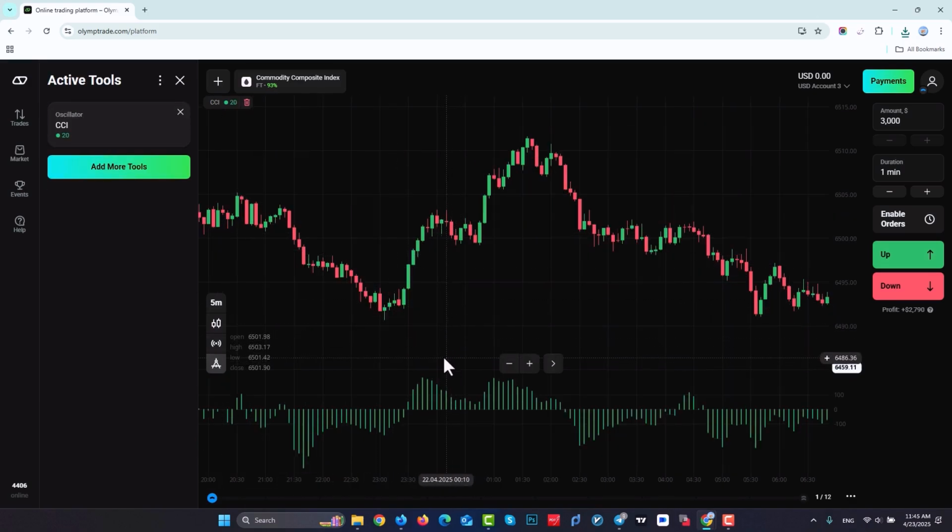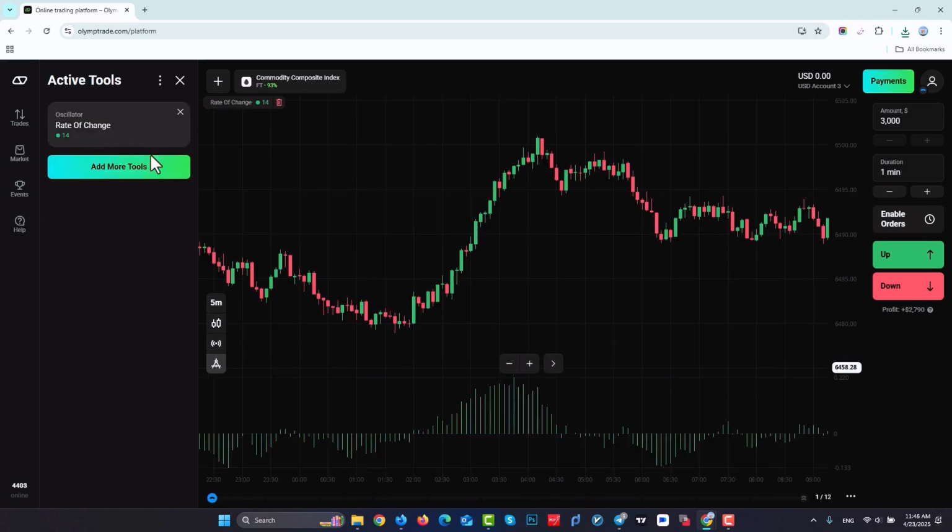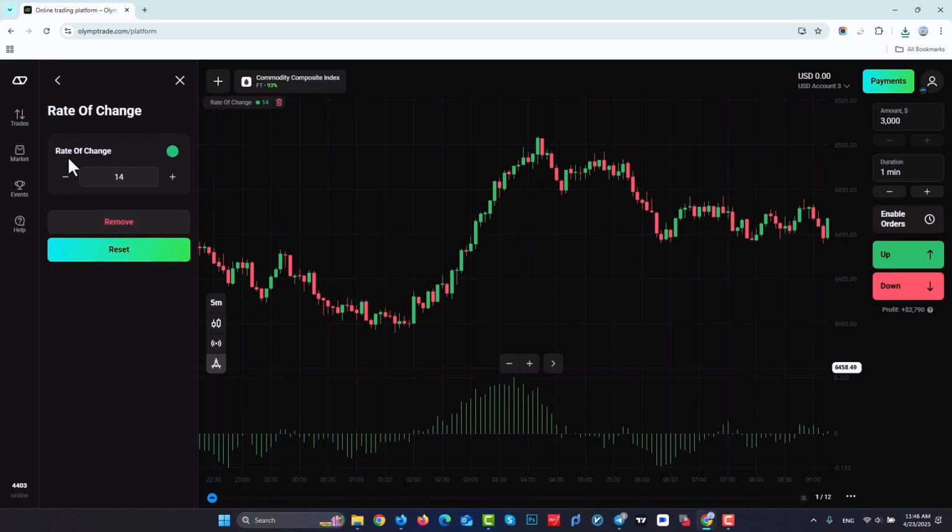The CCI oscillator examines the price deviation from the average and is suitable for identifying overbought and oversold conditions, and you can adjust the settings of this oscillator from the period category. The rate of change oscillator determines the rate of price change over a period, and you can set the settings of this oscillator as a rate.